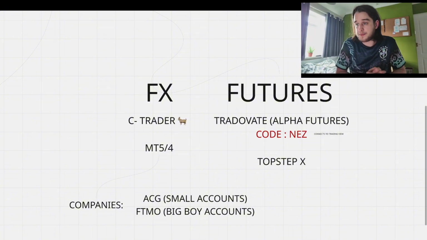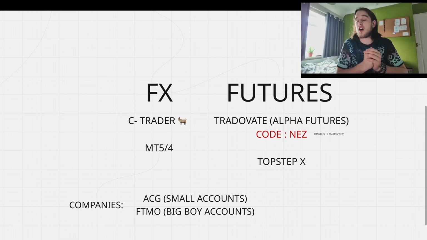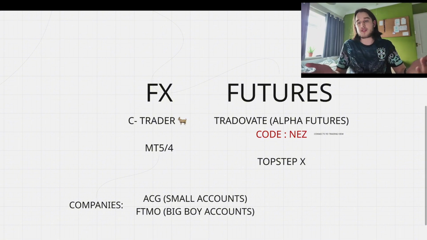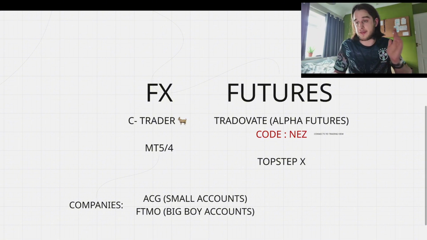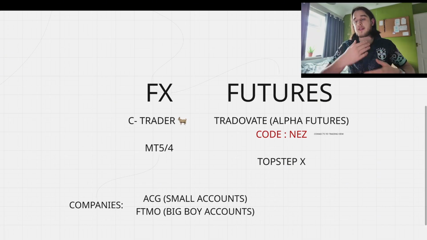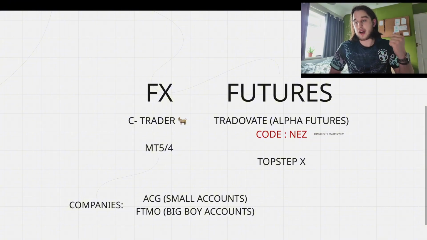And for futures, we are going to be using Alpha Futures, code Nez, or Topstep X. These are two different companies that run futures accounts. Like I said in previous videos, the only difference is we are trading in contracts, not in lots. That is literally the only difference between Forex and futures. So they are the two types of exchanges we're going to be trading on, the two types of funded accounts we're going to be getting: ACG and Alpha Futures.